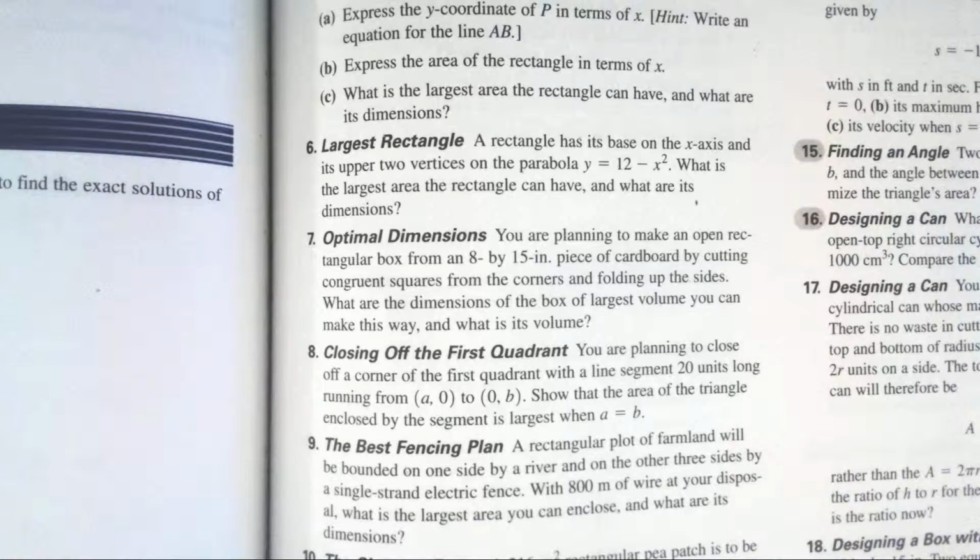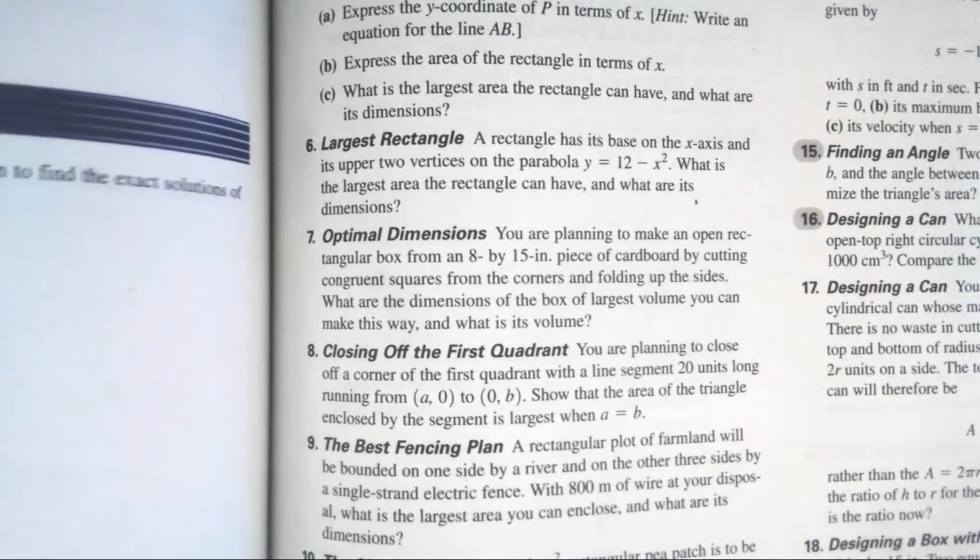Number 6 says a rectangle has its base on the x-axis and its upper two vertices on the parabola y equals 12 minus x squared. Upside down parabola. We'll get to see it in just a second. What is the largest area the rectangle can have and what are its dimensions?